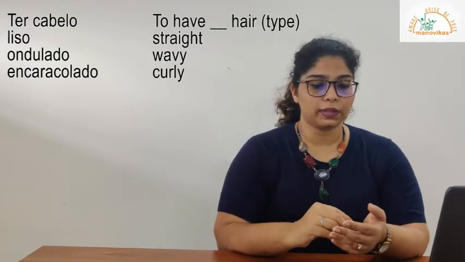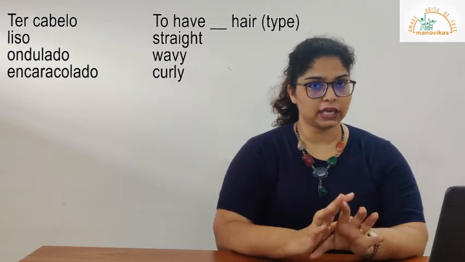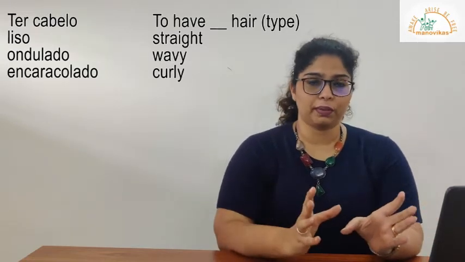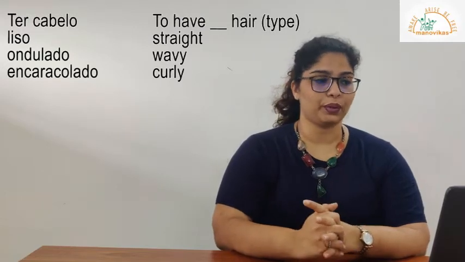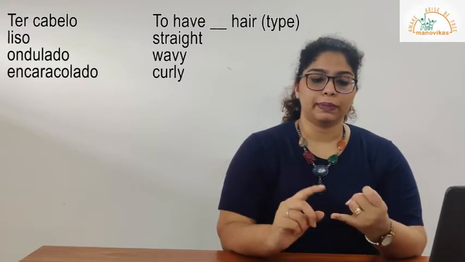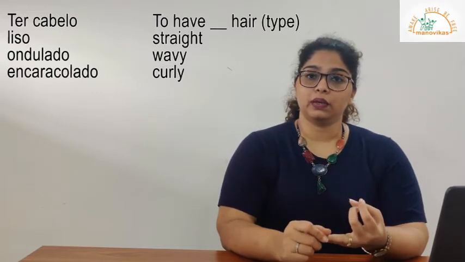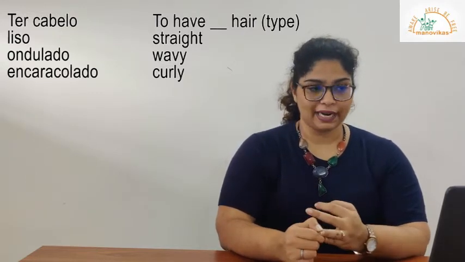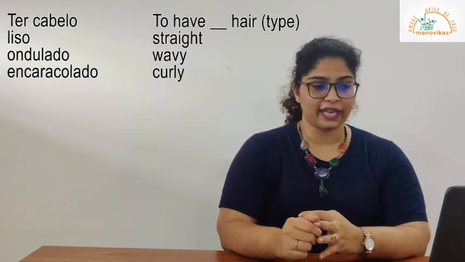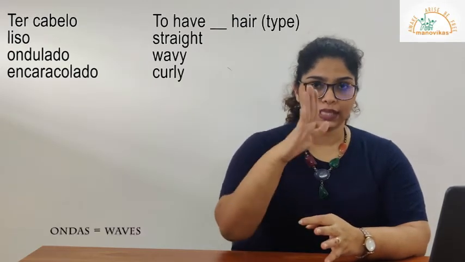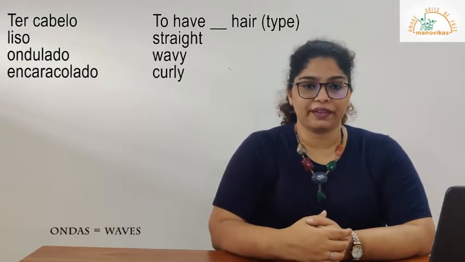But in Portuguese you always say cabelo first and then the adjective. It's a general rule: when you're using an adjective, it always comes after the noun. So tenho cabelo encaracolado is curly. Tenho cabelo liso is straight, and ondulado is wavy. Ondulado comes from the word ondas, which means waves.